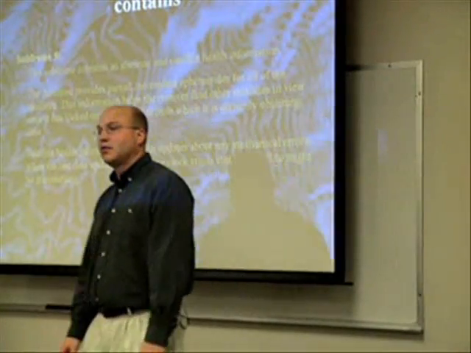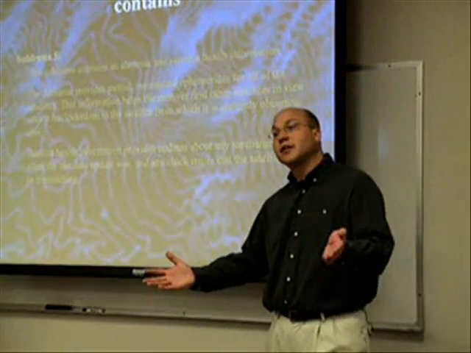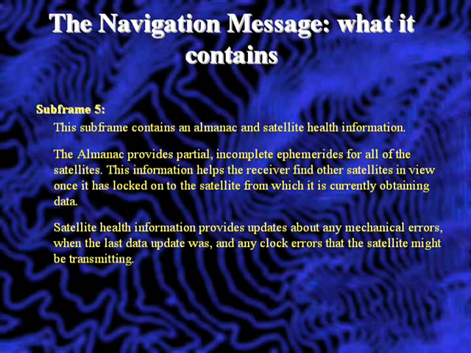Subframe 5 contains an almanac and satellite health information. What is the almanac? Well, it's basically some subset of the ephemeris, so that you know where each of the other satellites actually are, so that your receiver knows which satellites to listen to and where to look for them. Then the satellite health information: if there are any mechanical errors in the satellite, you should not use them, or any clock errors that are also transmitted, that's basically in the satellite health information.